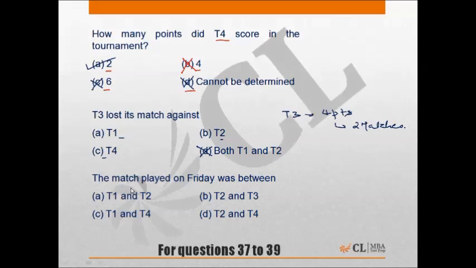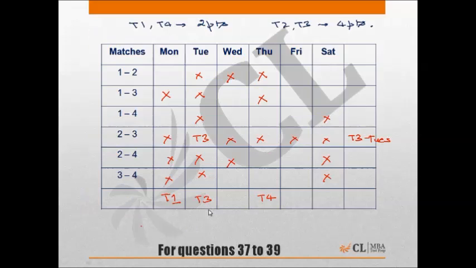Finally, the last question says the match played on Wednesday was between which of these teams? Which means the two teams which are not mentioned here could not have played the match on Friday. Let us cross out the two teams which are not mentioned here from the table. Okay. Let's go back to the table and eliminate the two teams which are not mentioned in the last question. So based on the last question, we can say that on Friday, T1, T3 could not have played a match and T3, T4 could not have played a match because these two teams are not mentioned in the last question.